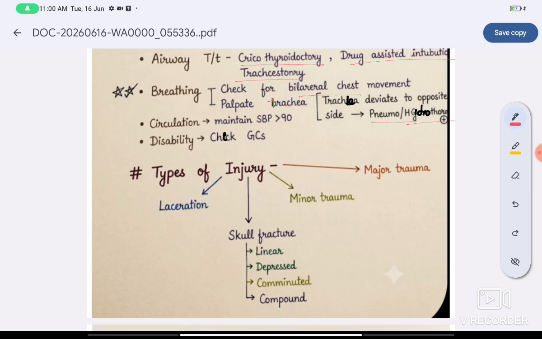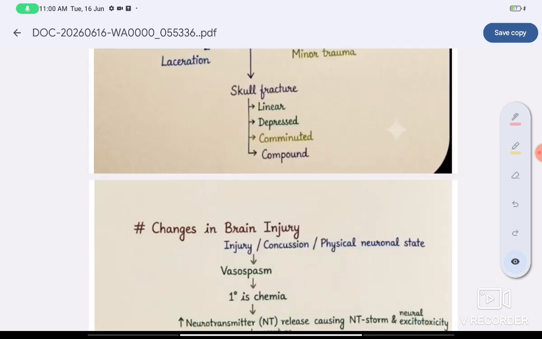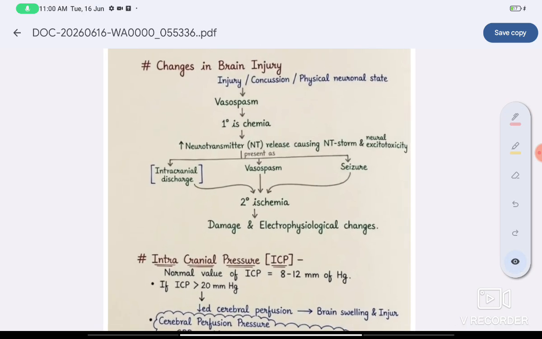Then circulation, you have to maintain the systolic blood pressure over 90. Then you have to check for GCS. Again, moving to the types of injury, as we discussed, there is laceration, there is skull fracture, there is major trauma, minor trauma. Skull fracture types here we will be discussing later.